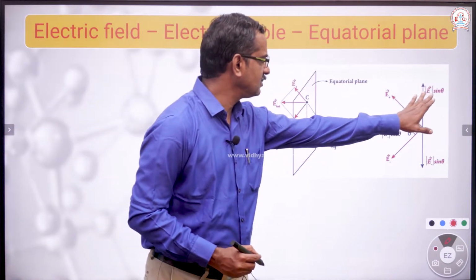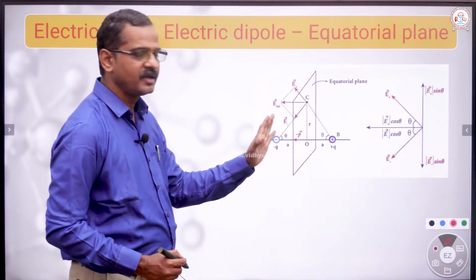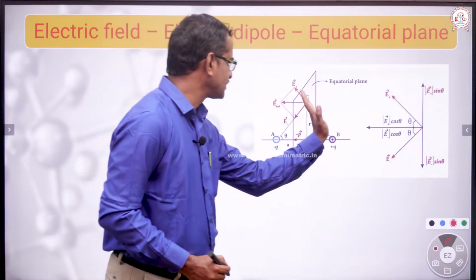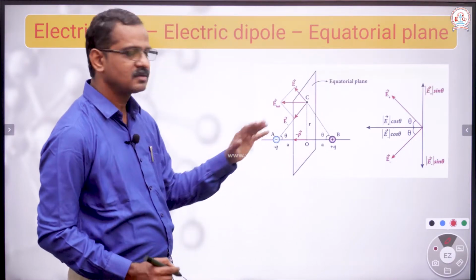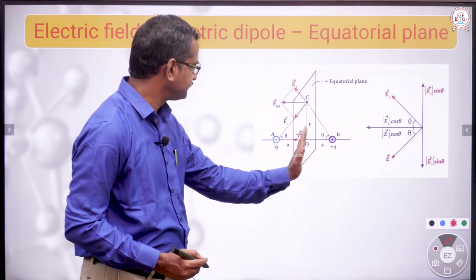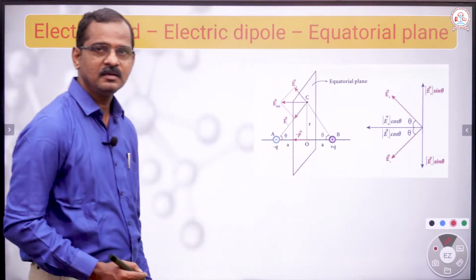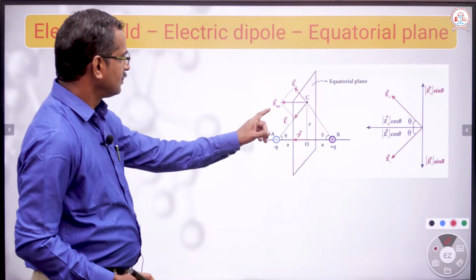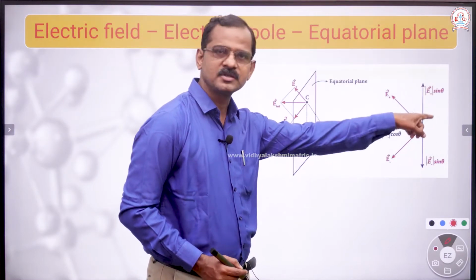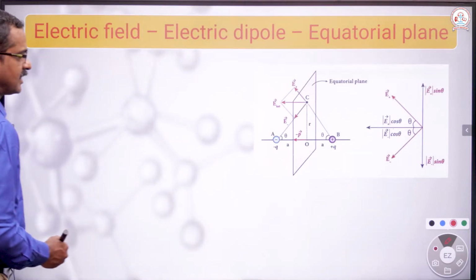Magnitude of E sin theta and E sin theta will be the same because electric field is 1 by 4 pi epsilon naught q by the square of the distance. The square of the distance BC square or AC square is equal, because the point C is considered along the equatorial line. Therefore, BC square and AC square will be equal. So, these two magnitudes are equal and they are in opposite directions. Therefore, they are going to get cancelled.